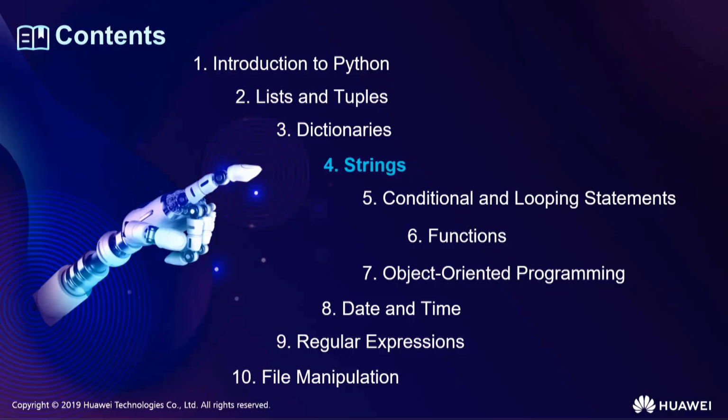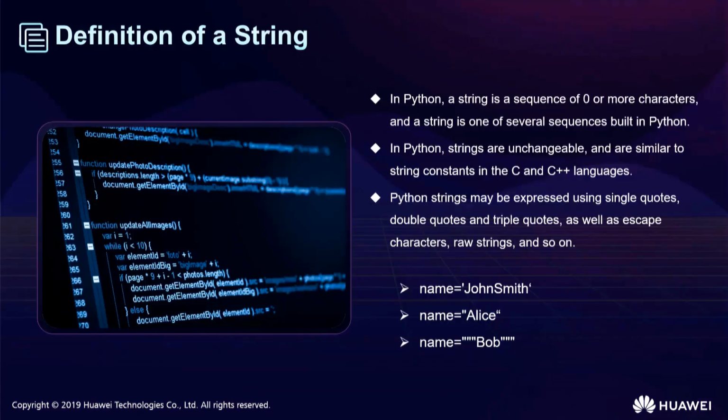And in Python, there is an important data type, the string. In Python, a string is a sequence of zero or more characters, and a string is one of several sequences built into Python, similar to strings in the C or C++ language. Strings in Python are unchangeable. Python strings may be expressed using single quotes, double quotes, and triple quotes, as well as raw strings, and so on.